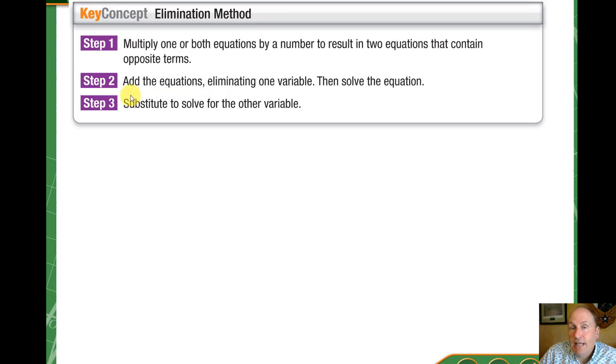That second step is to add those two equations, and that will eliminate one variable. We'll then solve the equation and have one of the variables solved for. From there on, it runs very similar to the substitution method. You're going to take that variable that you now know, substitute into the other equation to solve for the other variable, and then you have the set of coordinate points, x and y, that are the solution to your system.